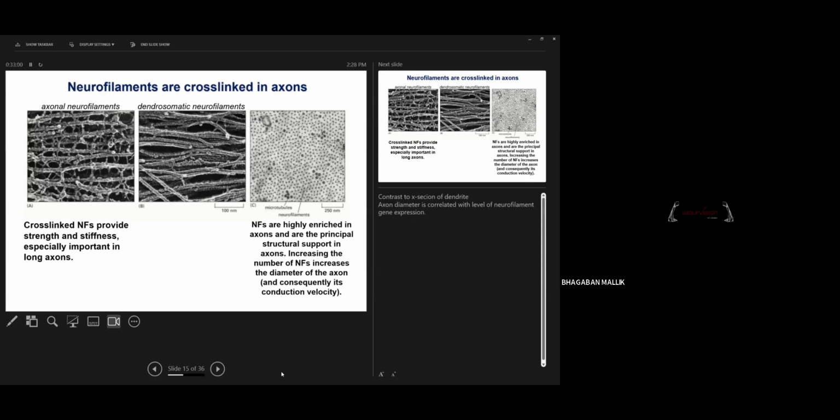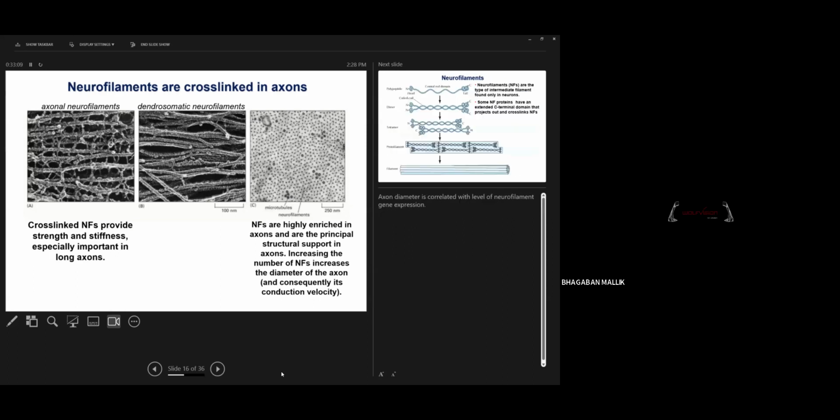Okay. So they are the principal structure which supports the axon. So the axon is mostly supported by neurofilaments. Okay. The same thing I mentioned, that it provides strength and stiffness, especially to the longer axons.